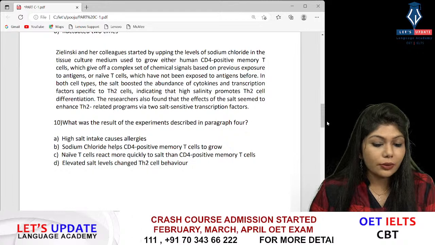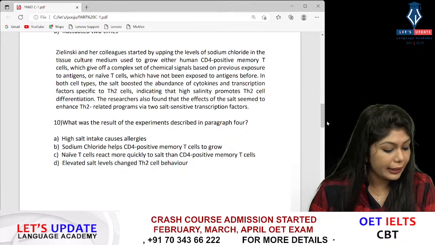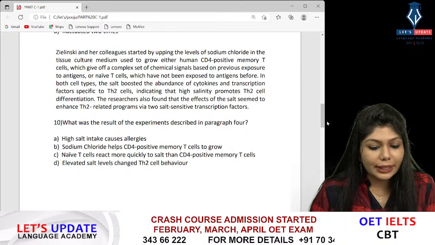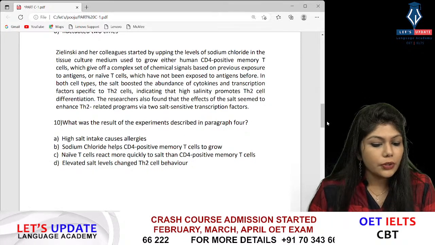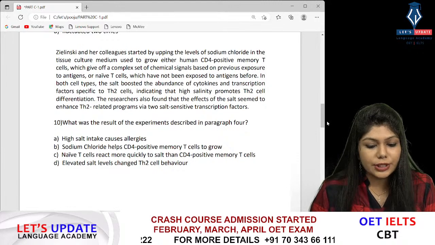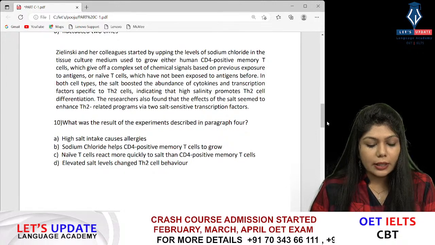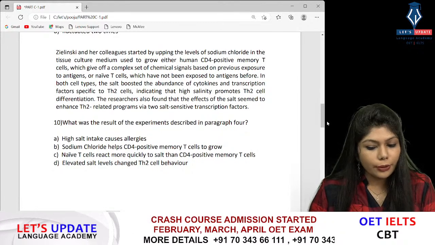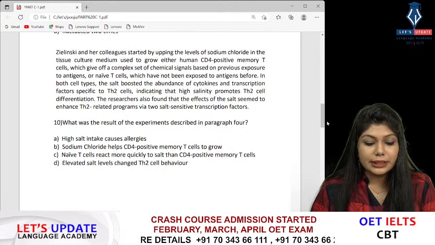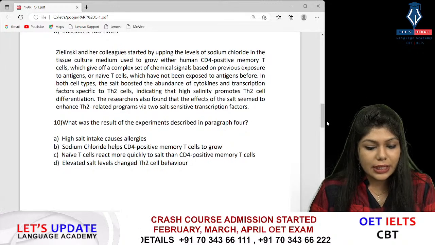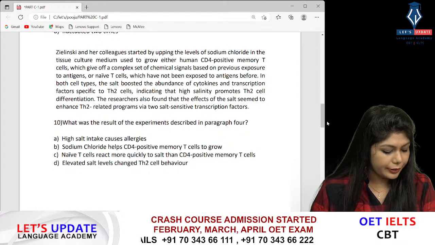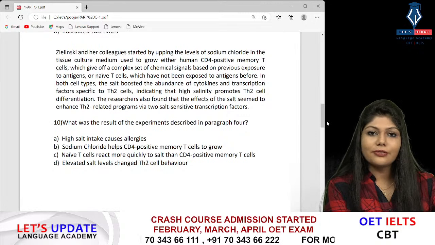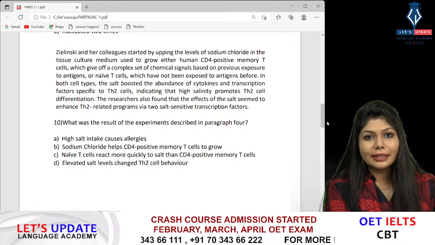And the question was, what was the result of the experiments described in paragraph 4? And the options are: A. High salt intake causes allergies. B. Sodium chloride helps CD4 positive memory T cells to grow. Option C. Naive T cells react more quickly to salt than CD4 positive memory T cells. And option D. Elevated salt levels change the Th2 cell behavior. So these are the options. So what do you think the answer is? Please feel free to comment your choice of answers in the comment box.